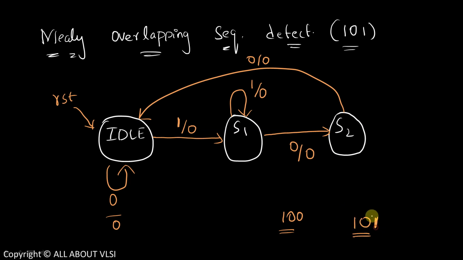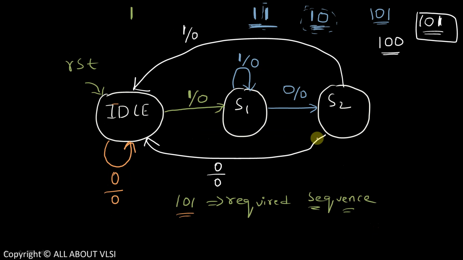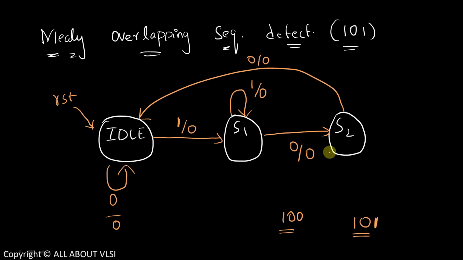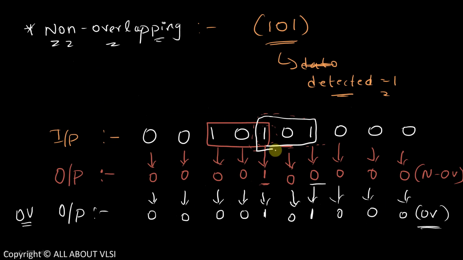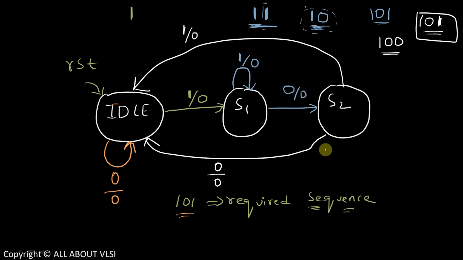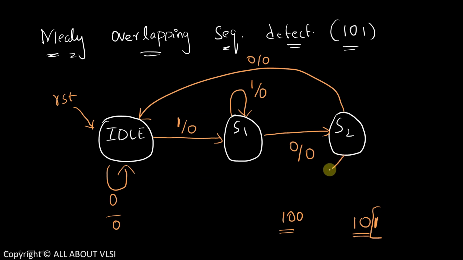But if you are in S2 state, you already have the sequence 1 0, and if you get one more 1, then in the case of Mealy FSM non-overlapping, you would go to the idle state. But here, since we are talking about overlapping sequence, we can use this 1 to build the sequence 101 again. We can reuse this particular 1, as in the example you saw in the start. So from S2 state, I'm going to S1 state, making your output 1. So this is Mealy overlapping sequence detection for the sequence 101.